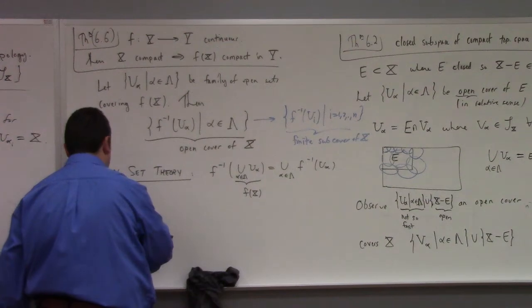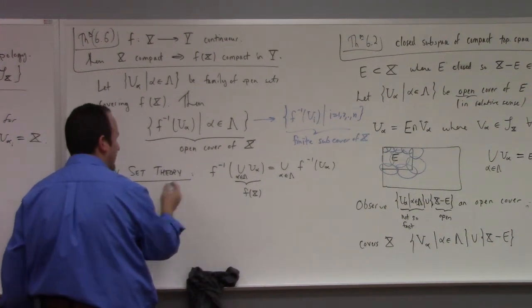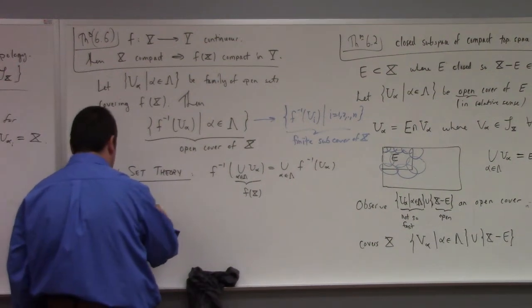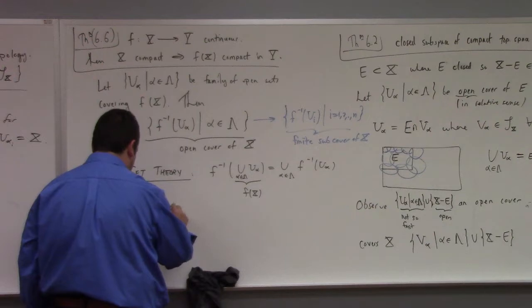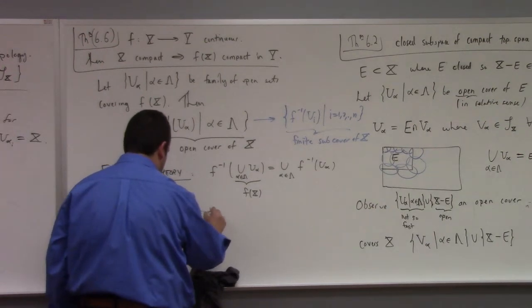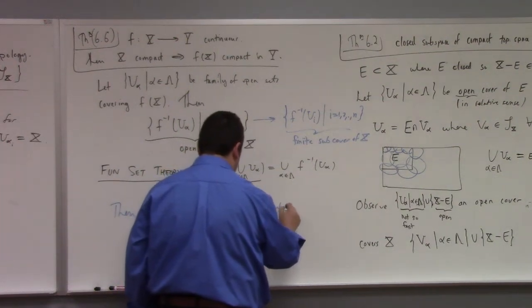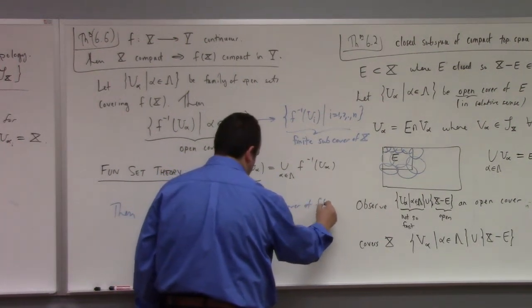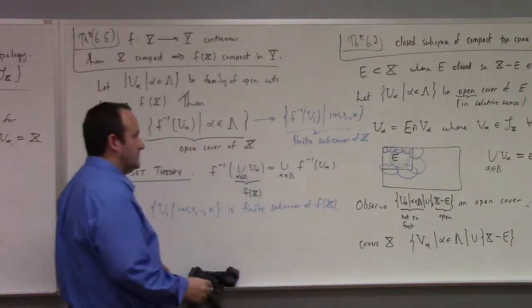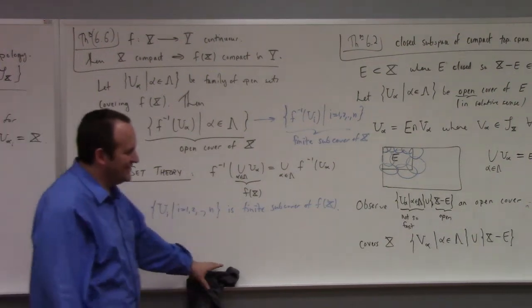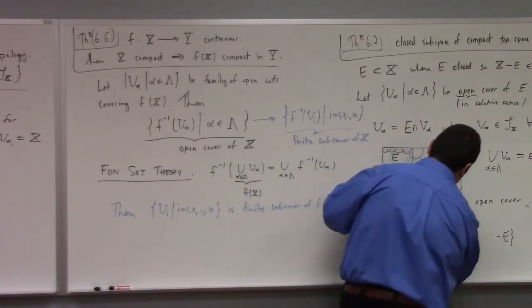So f of, well, the same. I mean, this is stupid, and I don't know why I'm making such a big deal out of it. Then U1 through Un, i equals 1 to n, is a finite subcover of f of x. Sorry, the proof is really quite beautiful. I'm sorry, I seem to have found a way to make it less beautiful, but my apologies.